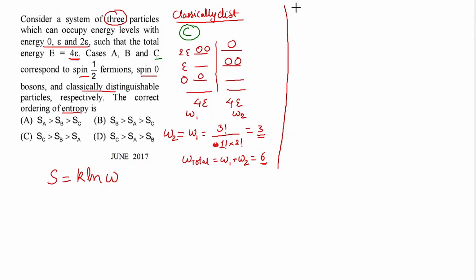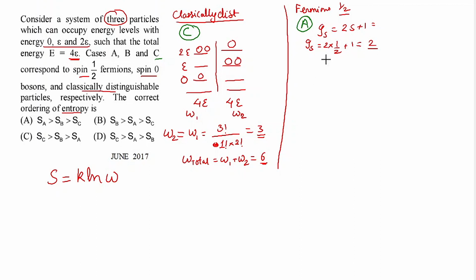Then for fermions, that is spin half fermions, this is our condition A. For spin half fermions, first we have to find the degeneracy, and if the spin is given, then we know that the degeneracy is 2s plus 1. So the degeneracy, that is gs, will be equal to 2 into 1 by 2 plus 1, and that will be 2. So each energy level is doubly degenerate. Okay, so let us arrange the particles now, and we all know that the particles are indistinguishable.